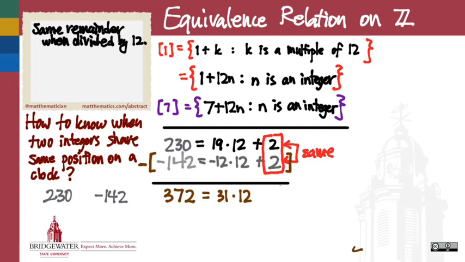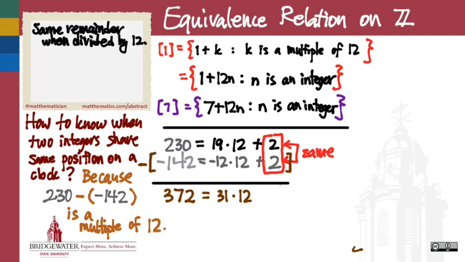And so if we try to generalize that observation, 230 and negative 142 have the same position on a clock because what? When I subtract them, what do I get? A multiple of 12. So that is a way to avoid having to divide anything, as long as we know how to recognize what a multiple of 12 is. Right? And there are other ways besides dividing to do that.